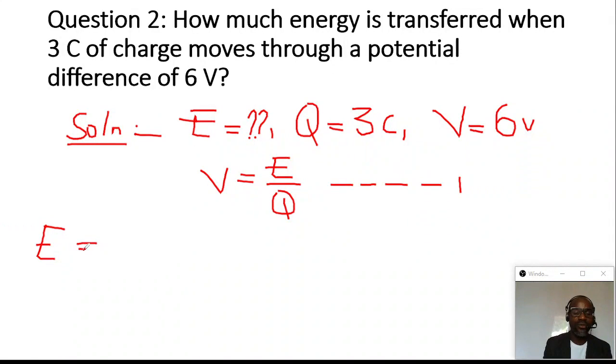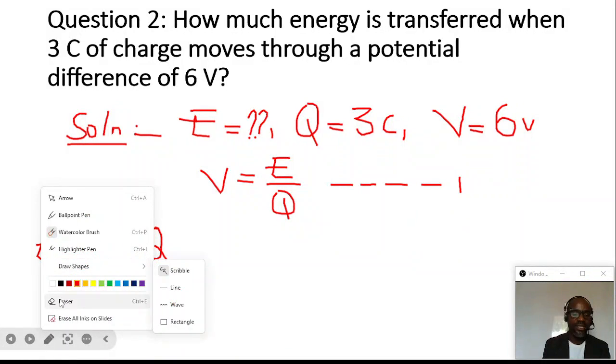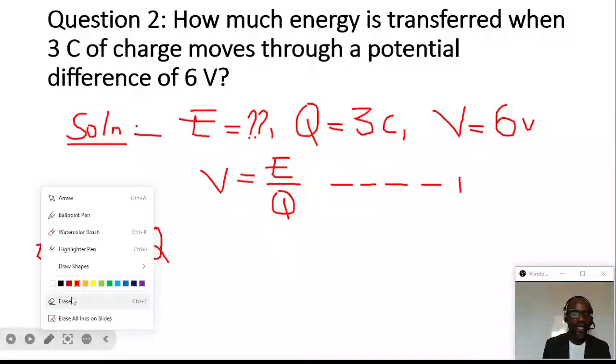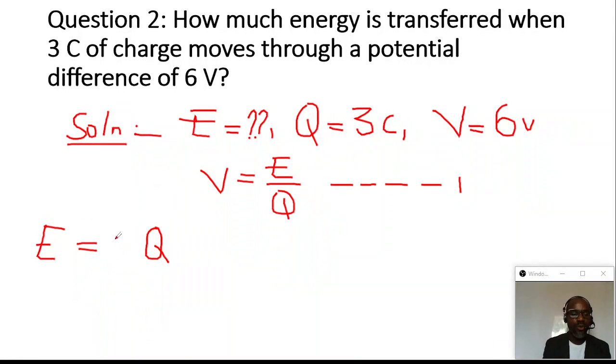So E here is equal to, what happens here is that we have QV or VQ, right? V and Q. Good. I want to write my V very well, properly, so I want to erase this, and then write it in such a way that whoever is watching will understand that this is V, right? Good. So we call this equation number 2.